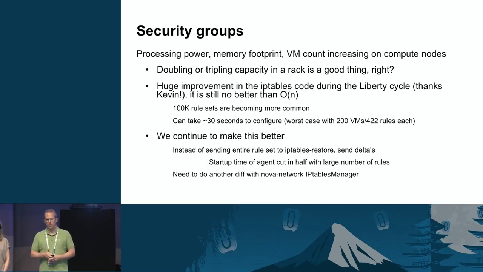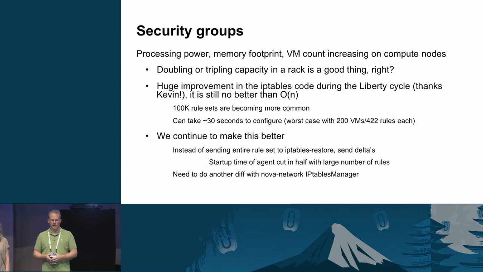So while we always thought that increasing capacity in compute nodes was great, it actually turns out to be a bad thing in cases like this. Because as counts increase from, say, 50 to 200 VMs on a compute node, the number of IP tables rules grows very quickly.